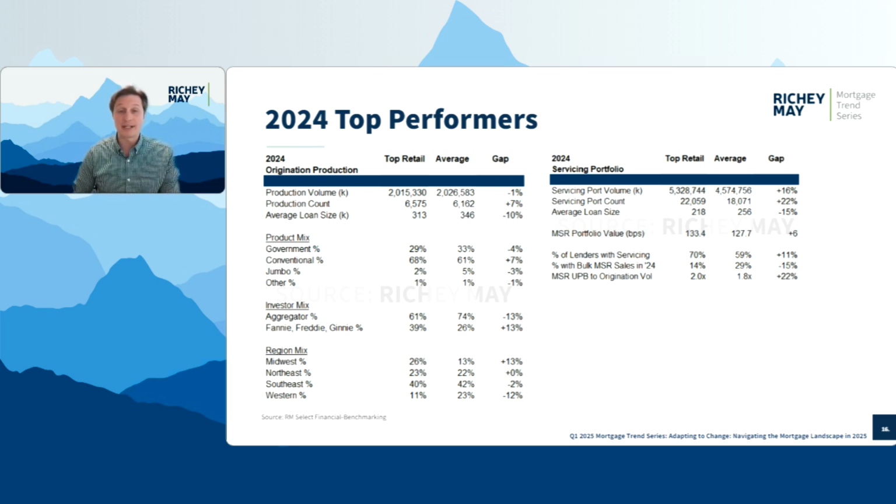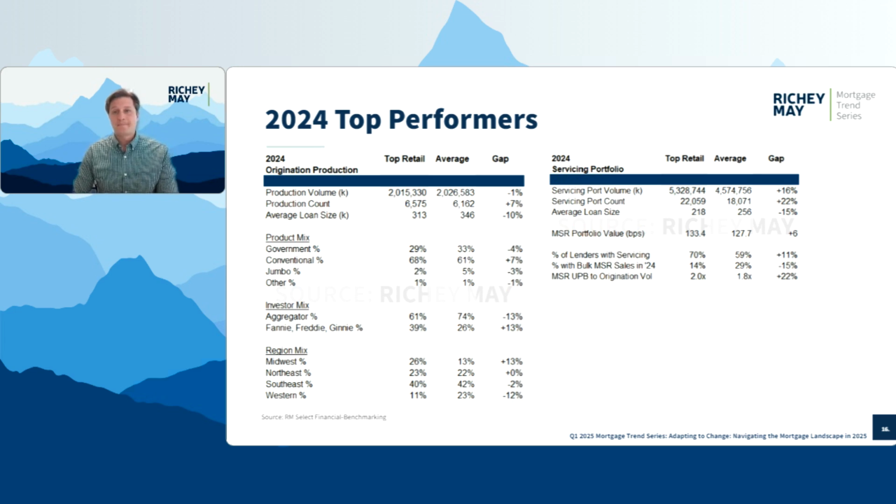The other thing you might want to look at when it comes to servicing is the MSR UPB to origination volume. This is what we flashed on the screen a few slides ago about just looking at that relationship. And again, the top retail, they have more. They've got 2 times the MSR UPB to their annual volume, but the average group is still averaging 1.8. So not a major difference in regards to the servicing piece of it, although it does play a part.